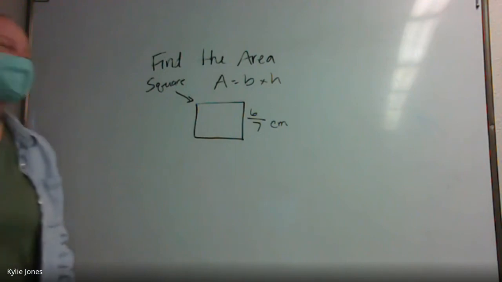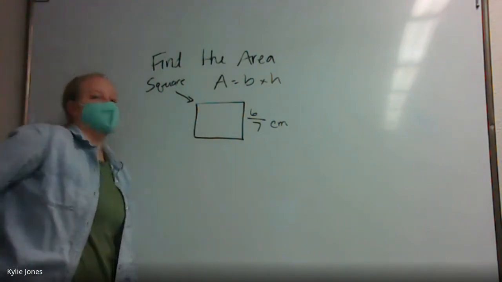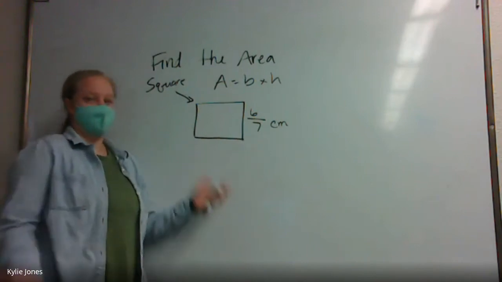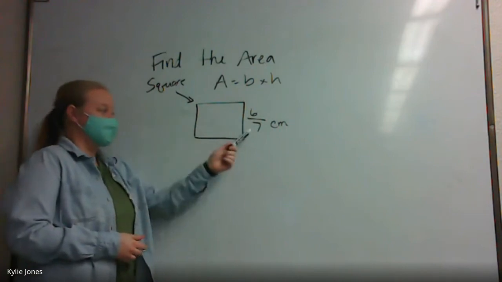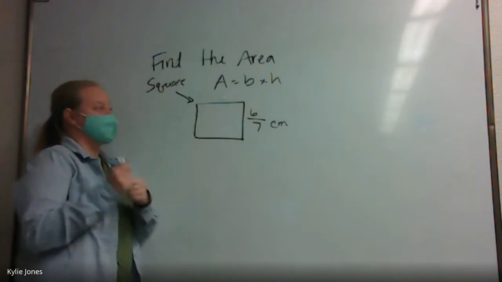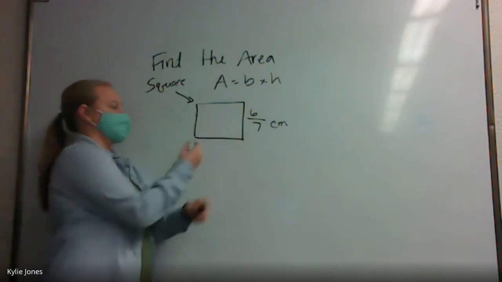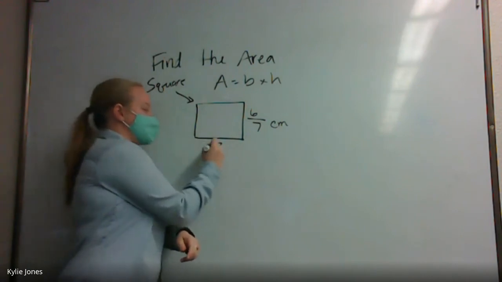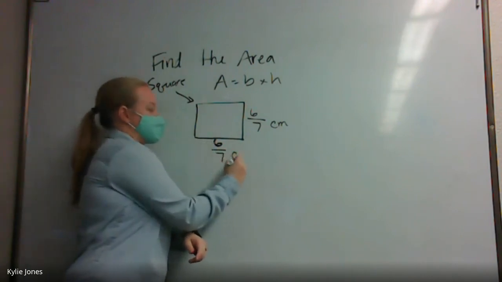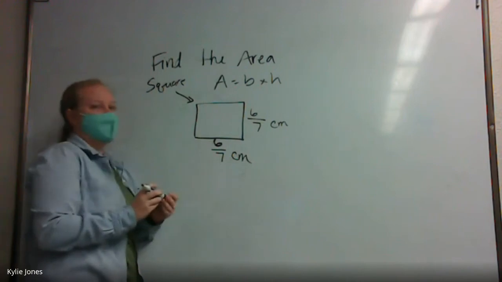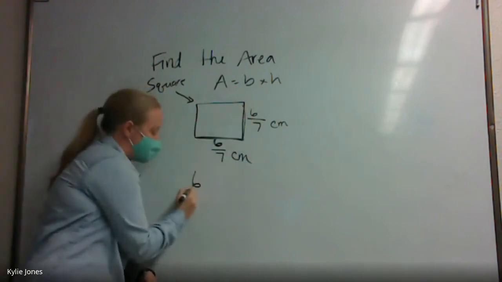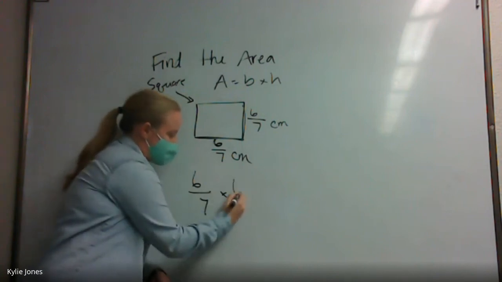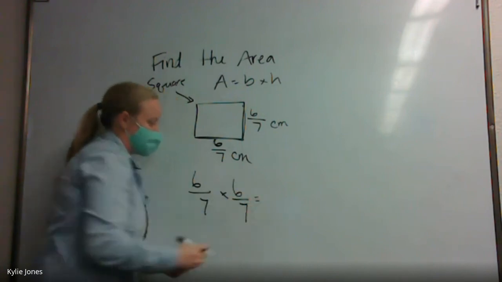Okay, let's review this. Now, I only gave you one measurement. Well, all the sides are the same. Good. A square means that all sides are the same length. So if I'm asking you for the base times the height, that means that the base is also 6/7, right? Yep. And then you multiply. So now we can take the base and multiply it by the height. 6/7 times 6/7.